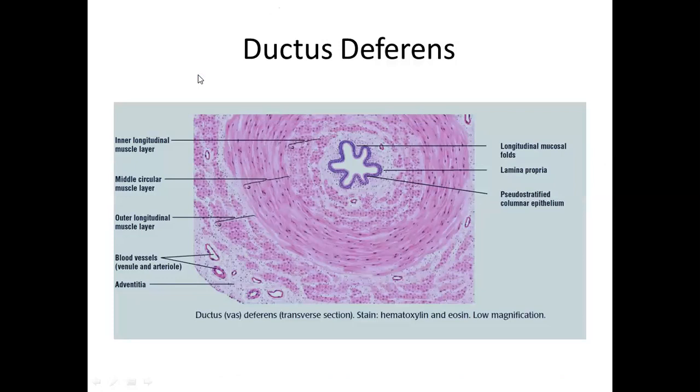Now, in this cross-section magnified image taken from your book, you can easily distinguish that this is the last part, where some portions are lined by simple columnar epithelium and some by pseudostratified columnar epithelium. But the main thing is that the epithelium, along with the lamina propria mucosal component, is highly folded. Outside the lamina propria, you can see the inner longitudinal muscle, outer longitudinal muscle, and the middle circular muscles, and then outside there is only adventitia, connective tissue. So this is the perfect histology description of ductus deferens.